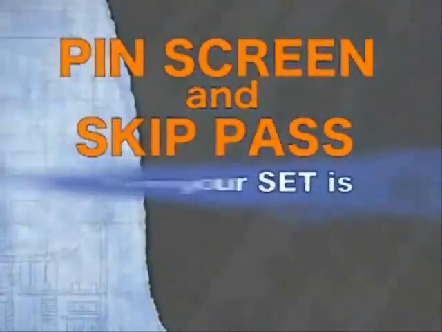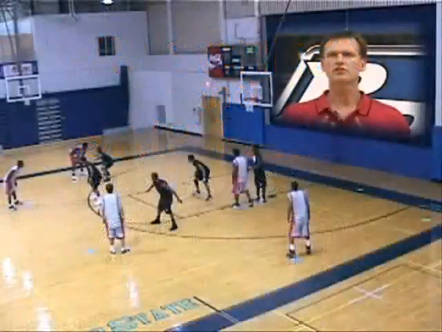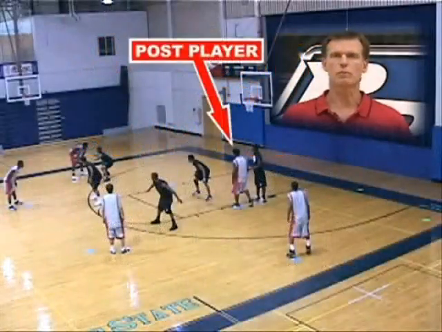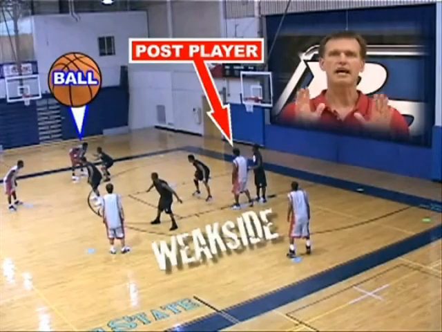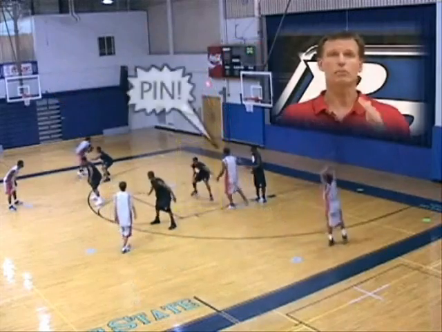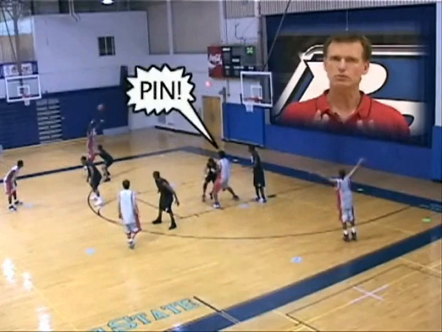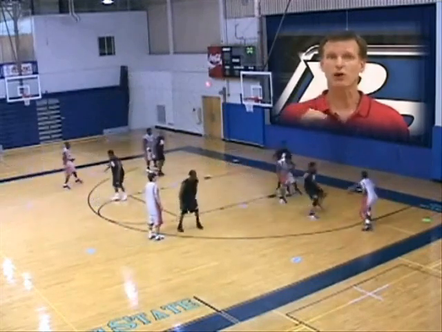Pin screen and skip pass when your set is 4 out, 1 in. The pin screen and skip becomes even easier when a post player is inside. If the post is away from the ball, that is, on the weak side, then he's a natural pin screener. Just hunt the weak side defender and yell pin screen. If you're the post player, just consider that sometimes this is the best way to get the ball to yourself deep inside the lane.